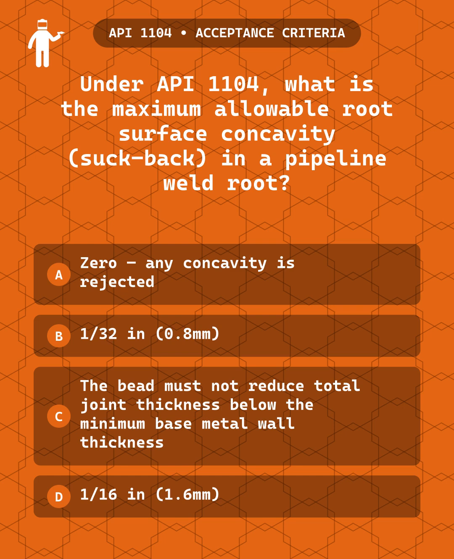Question 7. Under API 1104, what is the maximum allowable root surface concavity, suckback, in a pipeline weld root? Is it A, 0, any concavity is rejected, B, 1/32 of an inch, C, the bead must not reduce total joint thickness below the minimum base metal wall thickness, or D, 1/16 of an inch?